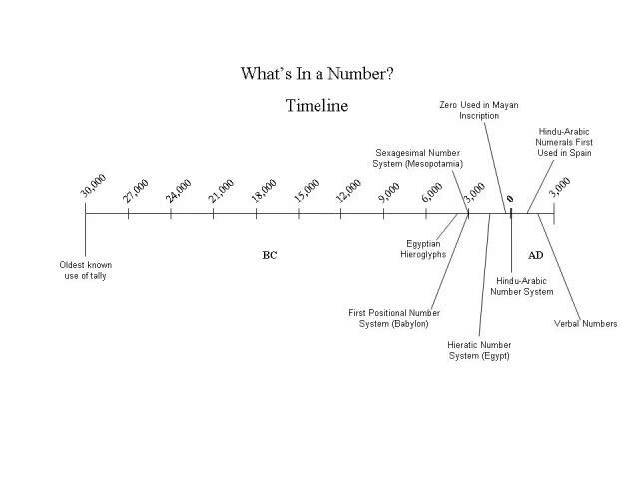So here we have our final timeline of the development of number systems throughout history.